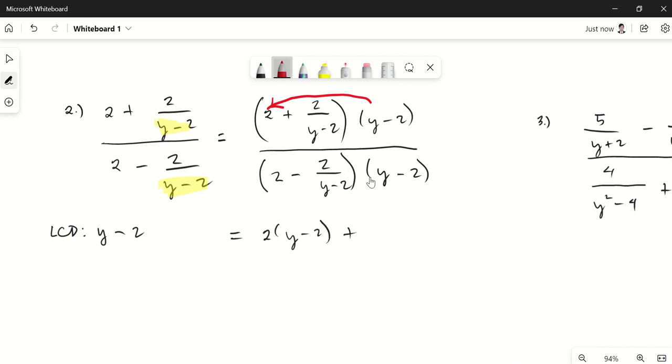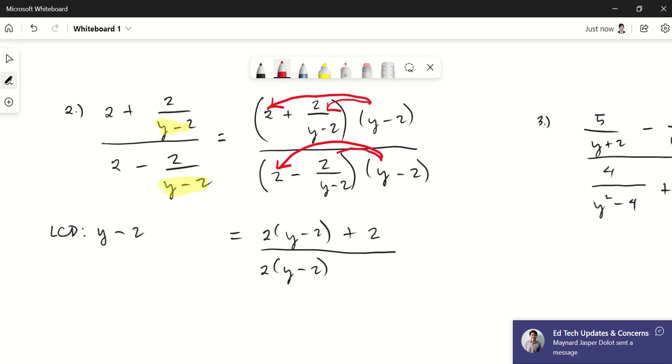And then if you multiply the LCD y minus 2 to 2 over y minus 2, that will give you a 2. And in the denominator, you do the same thing. y minus 2 must be multiplied to the 2. So that will give you 2 times the quantity of y minus 2. And you multiply as well the y minus 2 to the second term, 2 over y minus 2. That will give you a minus 2.